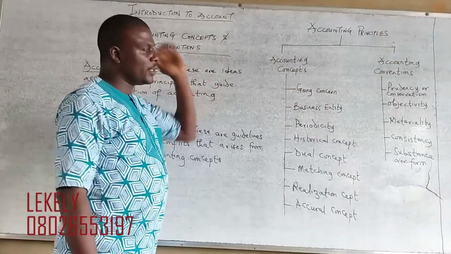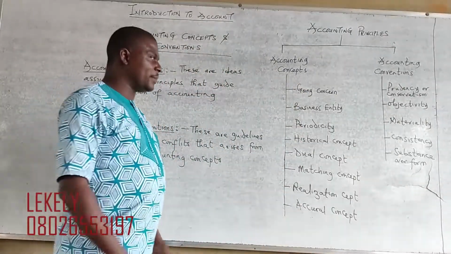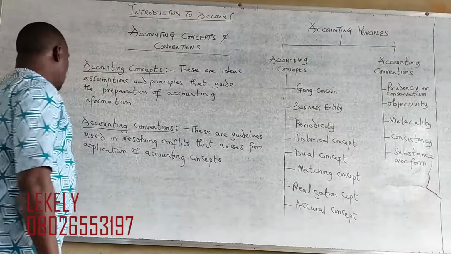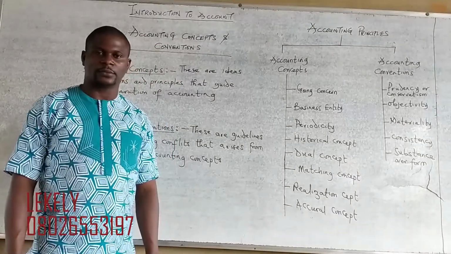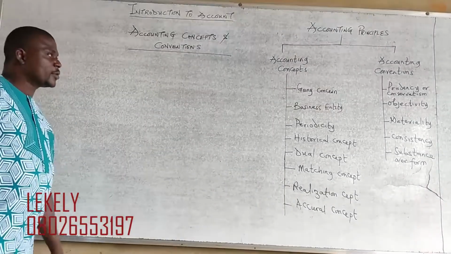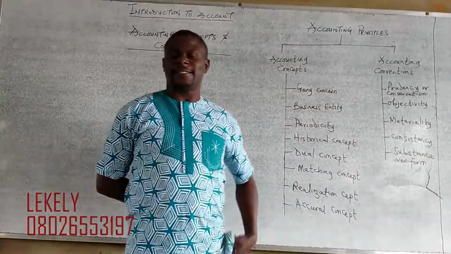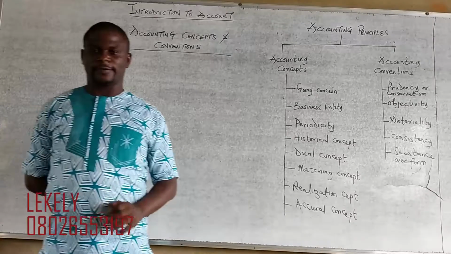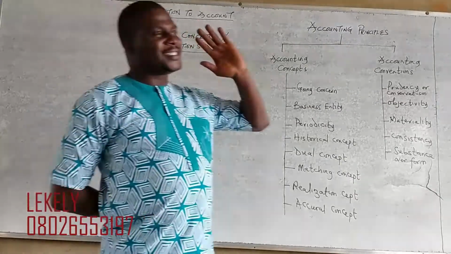Okay, so having said that, we are now going to take all of these one after the other and try to explain them. What do you mean by going concern? Okay, so the first concept we are looking at is going concern. What is going concern saying? Going concern is saying that once a business is formed, that business is expected to continue for life.